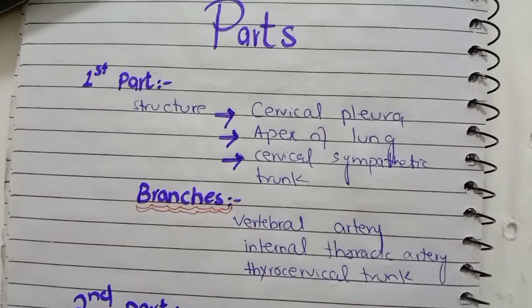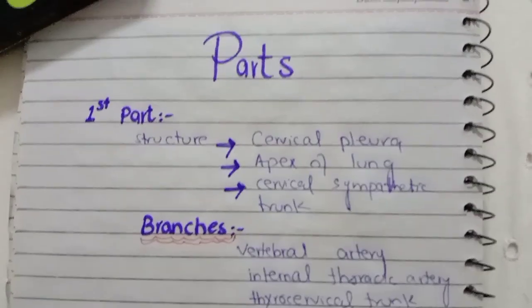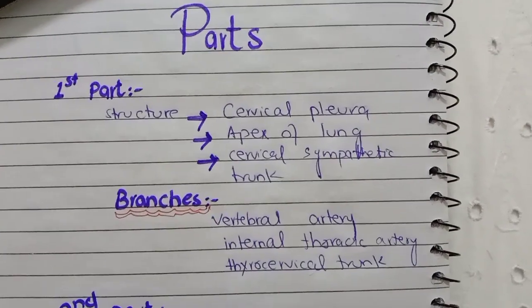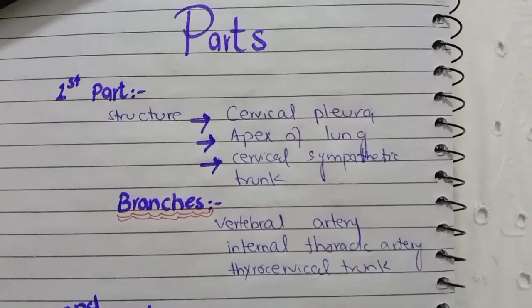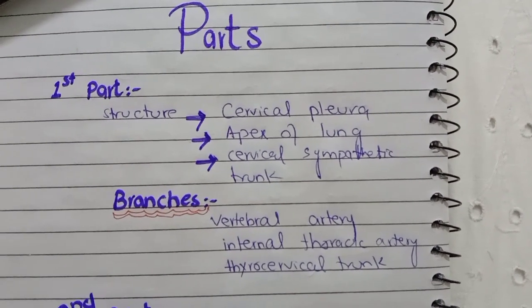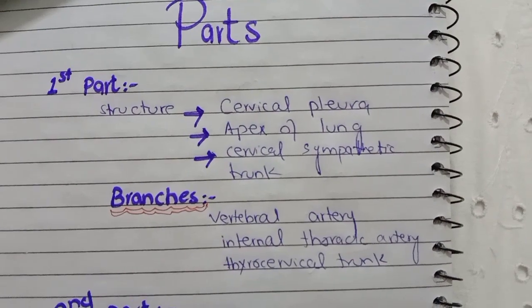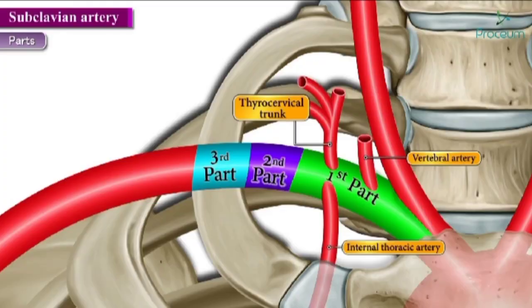And what are the branches which are coming from this part of subclavian artery? Vertebral artery, internal thoracic artery, along with the trunk called thyrocervical trunk. You can see here very clearly three branches are coming from the first part of subclavian artery: vertebral artery, internal thoracic artery, and a trunk called thyrocervical trunk.